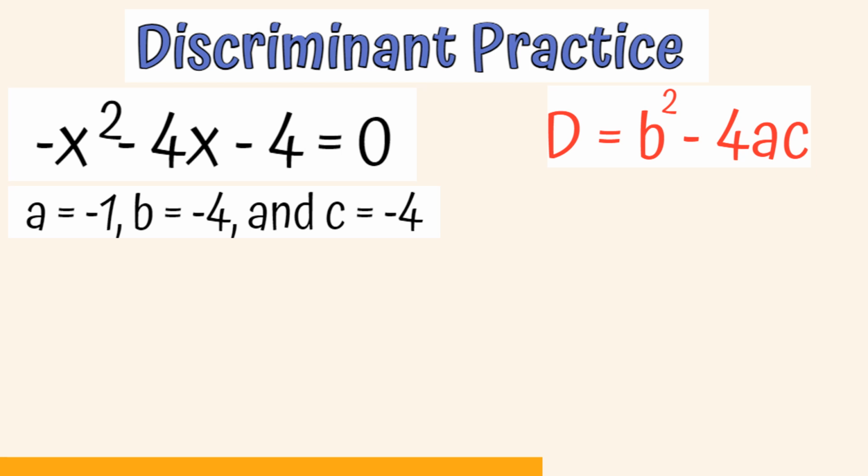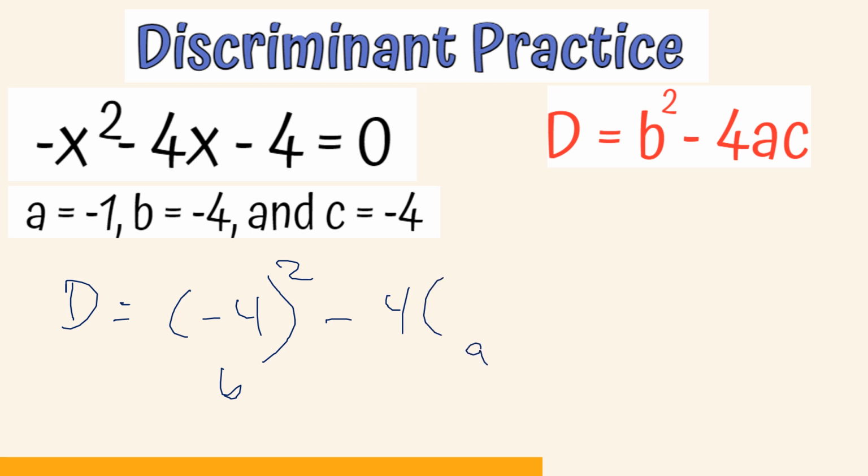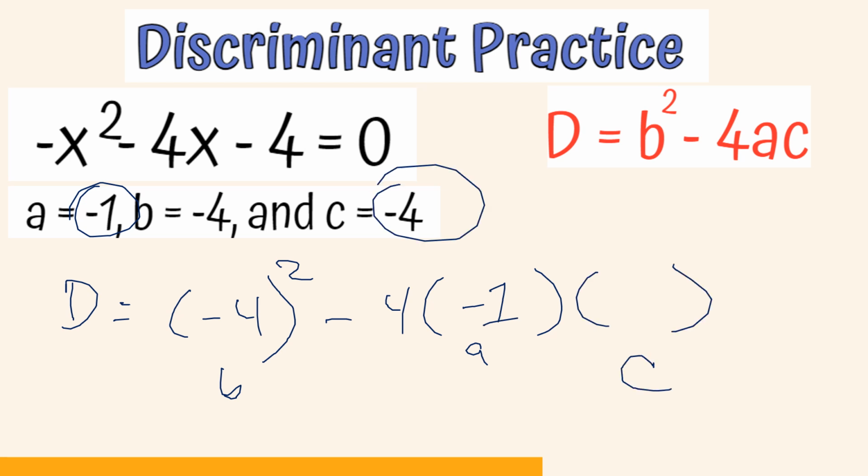So I've got -1 for A, B's -4, and C's -4. So my current formula should look something like this. Because remember, our first parentheses is B minus 4. Well, the second one was A. What's A? That's right, -1 times C. And what was C? There we go, -4.